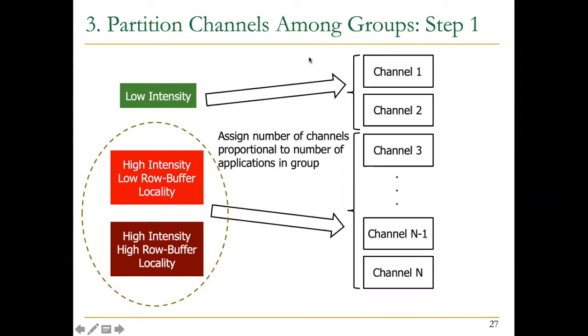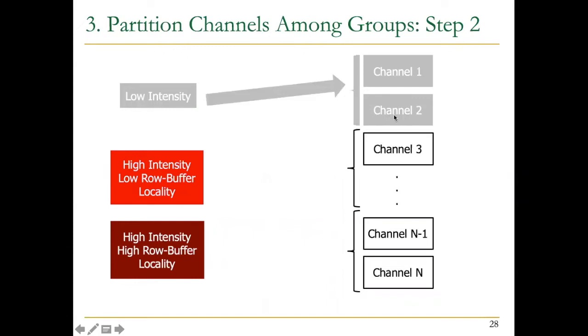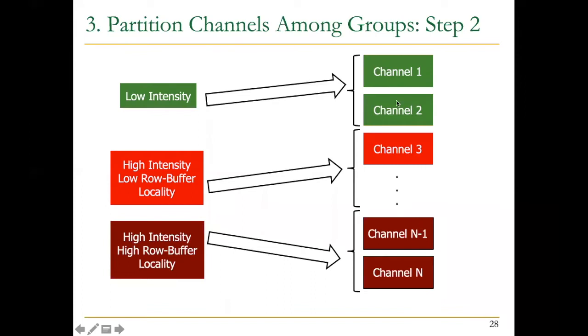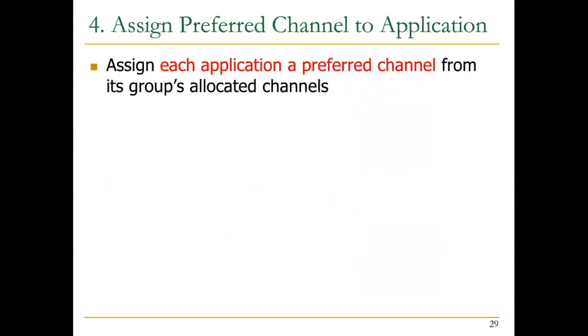Okay, and then you just assign some number of channels to low intensity applications. Now, how do you partition the channels across these high intensity applications that have different levels of locality? Actually, that's based on bandwidth demand. Depending on the bandwidth demand here and bandwidth demand here, you proportionally assign the number of channels. And eventually you come up with some channel partitioning. You can look at an example in the paper that runs through it. I don't think we're going to go through that at this point, since it will take a lot of time. It's just an implementation thing in the end. The high level idea doesn't change.